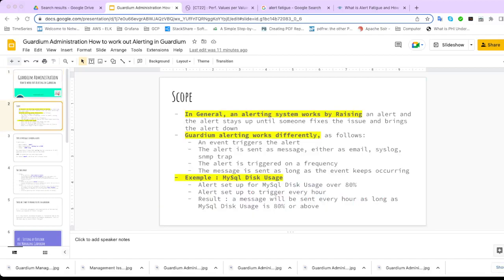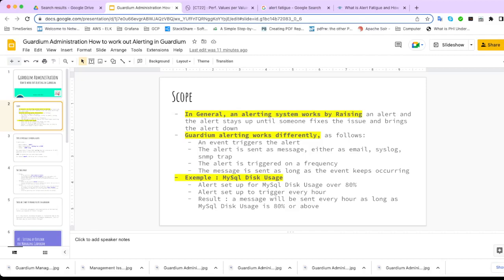In general, let's talk about the scope of alerting. In general, an alerting system works by raising an alert, right? And the alert stays up until someone fixes the issue and brings the alert down. Okay, Guardium alerting works differently, and it works as follows. An event triggers an alert. The alert is sent as a message, either as email, syslog, or SNMP trap.